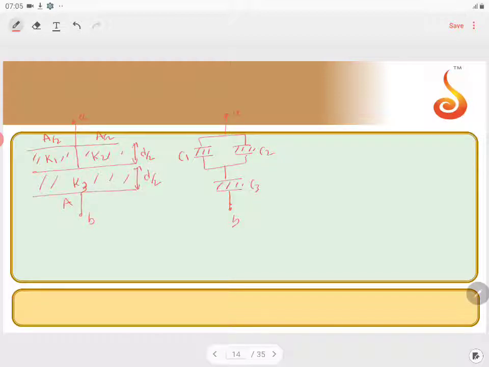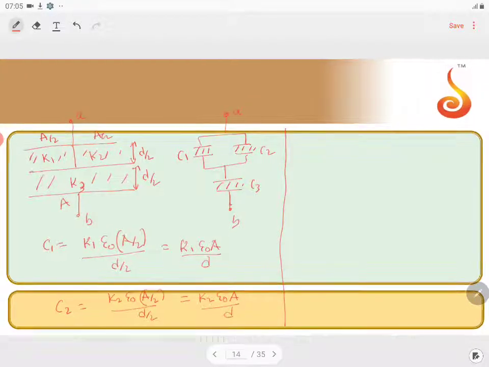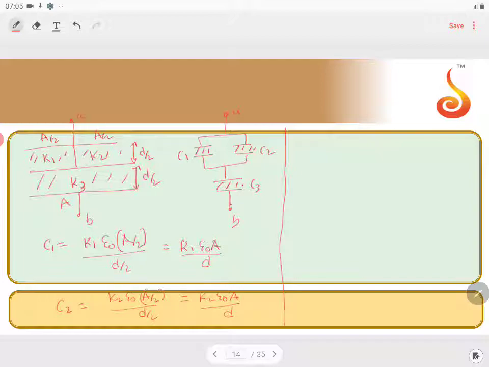Now let me write the formula for C1. C1 is equal to K1 epsilon naught A by 2 divided by D by 2, so K1 epsilon naught A by D. Similarly, C2 is equal to K2 epsilon naught A by 2 divided by D by 2, so that is equal to K2 epsilon naught A by D. Now C3 will be equal to K3 epsilon naught A divided by D by 2, so this is equal to 2 K3 epsilon naught A by D.